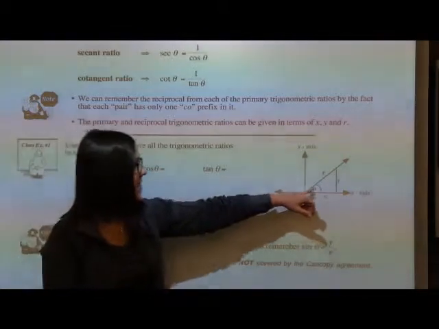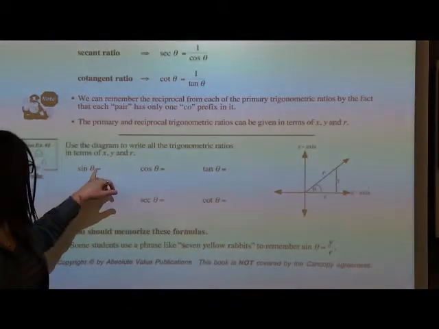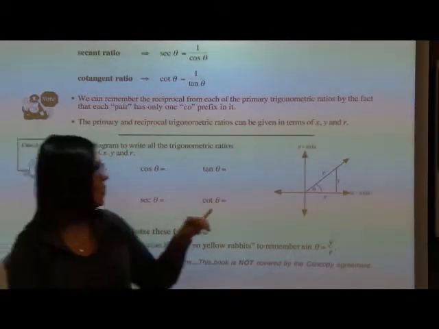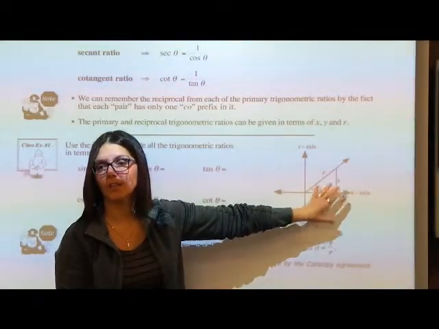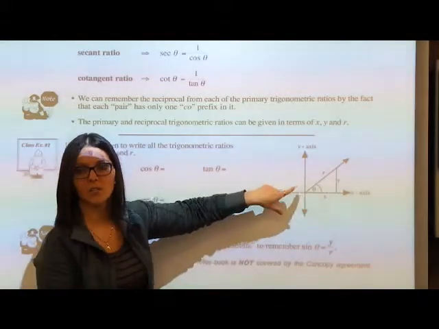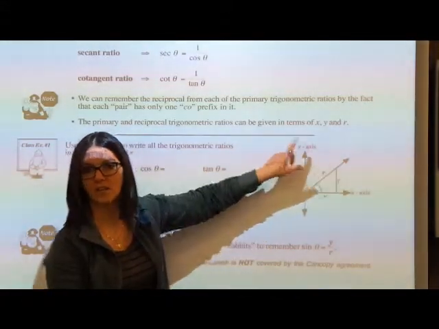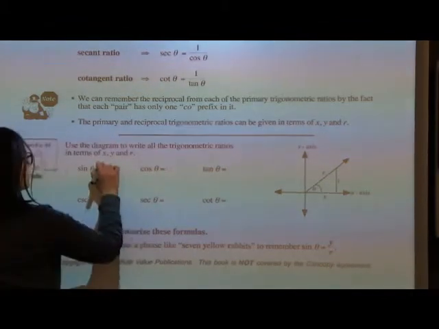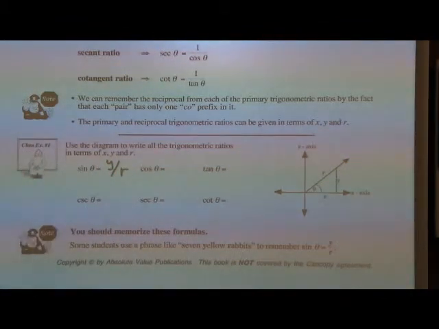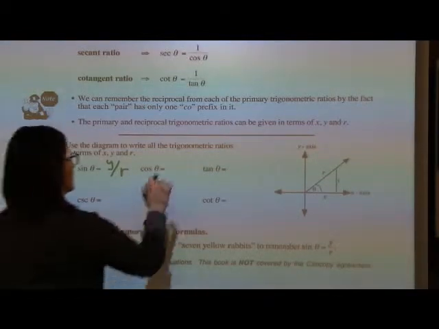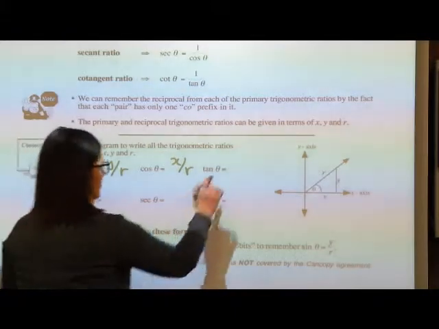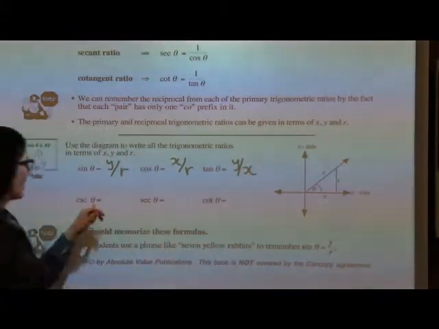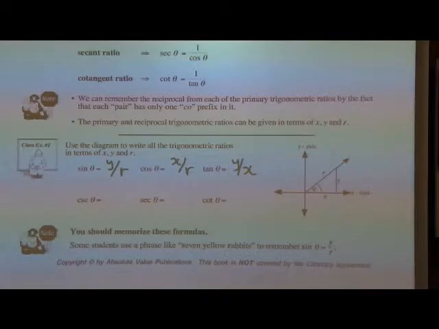So if this is my angle theta, and I'm looking at sine being opposite over hypotenuse, what would be the letters that I would be using? Instead of opposite over hypotenuse, what's my opposite side? Y over R. Good. So what's cosine? X over R. Tangent? Y over X. Okay.